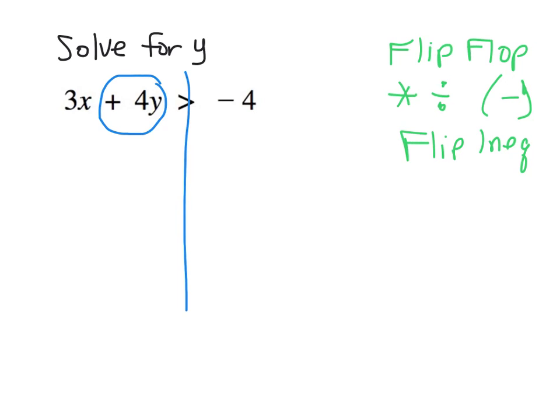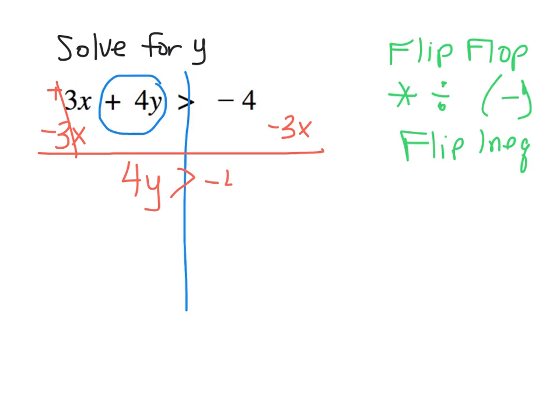Right now I have a positive 3x on the left side. So the inverse of adding 3x is to subtract 3x on both sides. My negative 4 does not have an x with it. They're not like terms, so I'm going to put my negative 3x over to the side, not underneath it. My 3x's cancel, and I've got 4y is greater than negative 4 minus 3x.